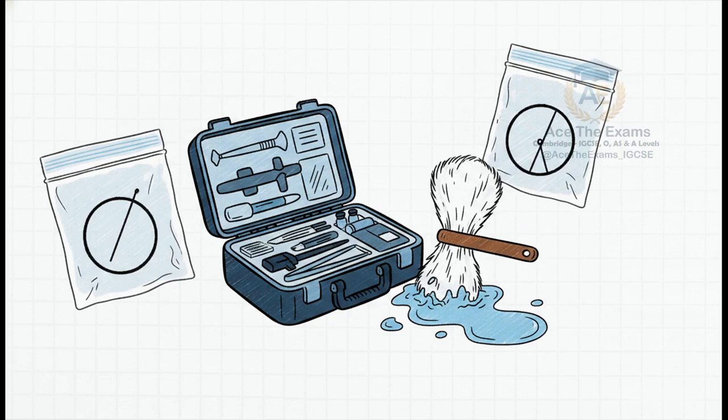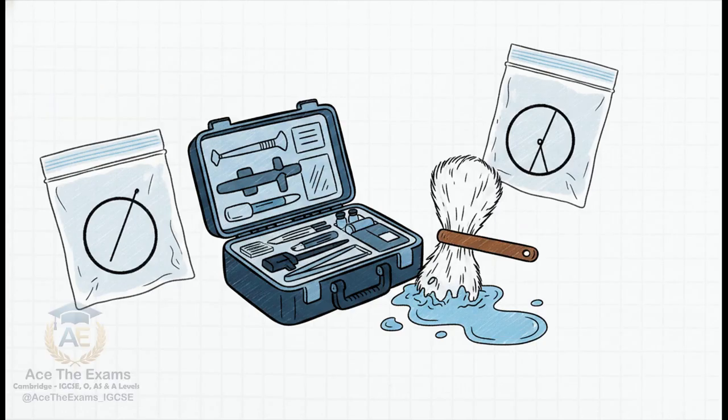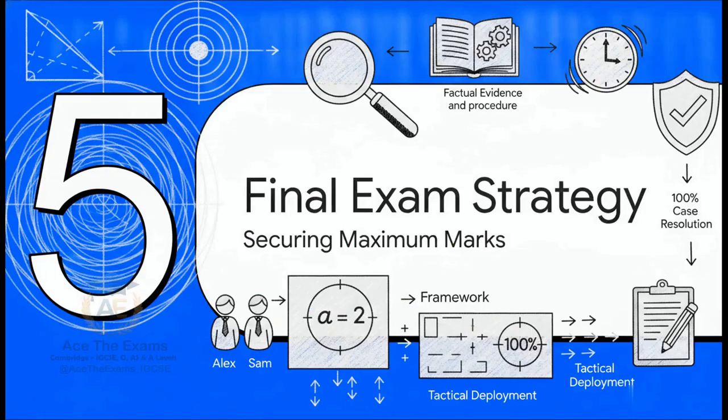Let's put it this way. You wouldn't use a fingerprint brush to collect a liquid blood sample, right? It's the wrong tool for the job. So absolutely do not use a linear midpoint formula when the examiner is implicitly demanding a quadratic discriminant to prove that a line does not intersect a circle. Precision in your terminology equals precision in your grading. It is that simple. Let's lock this down.